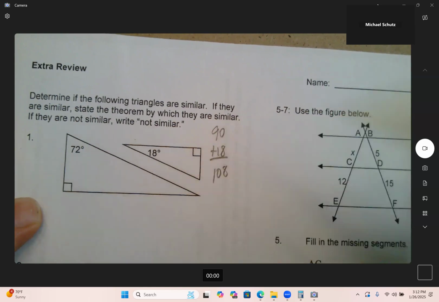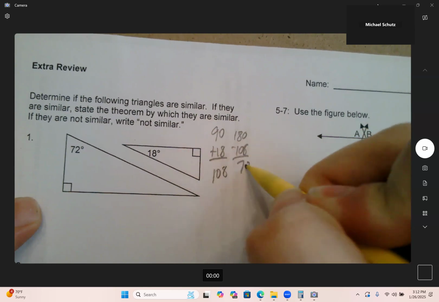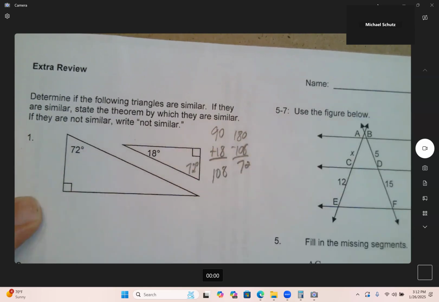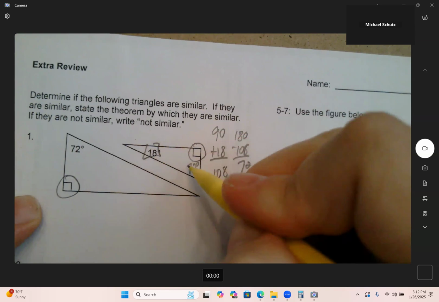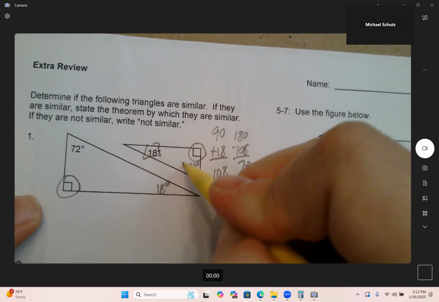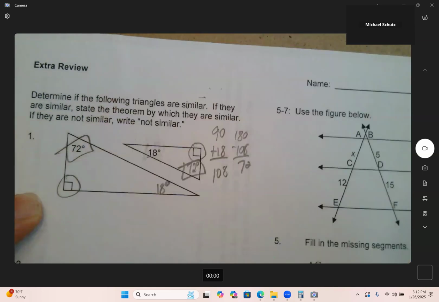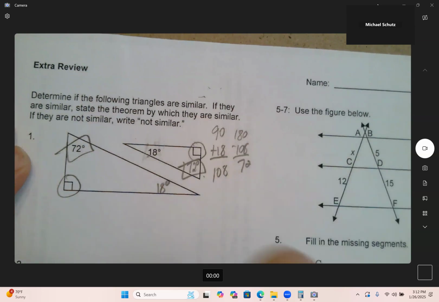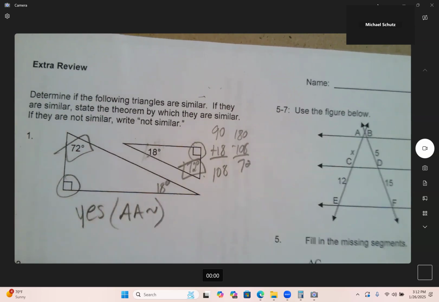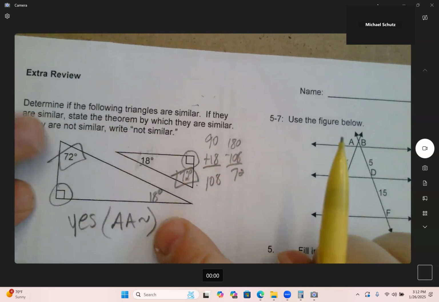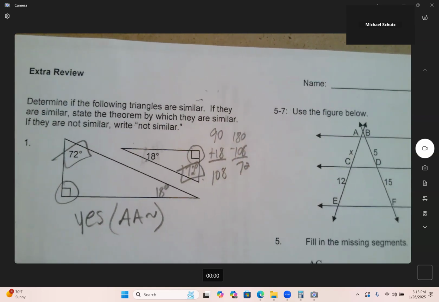So I'm going to add them. That's 108 on this one right here. 180 minus 108 is 72. And so I have a 90-degree angle and a 90-degree angle. I have an 18-degree, whoops, this would have to be 18, but I have a 72 and a 72. Let me erase that. A 72 and a 72. So yes, they are similar by angle similarity. If two angles of one triangle are congruent to two angles of another triangle, they are similar by angle similarity. Let's look at number two.